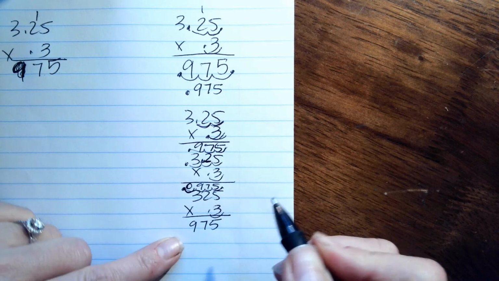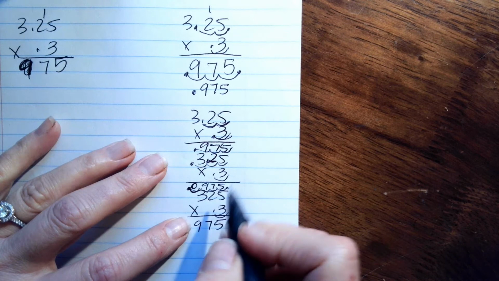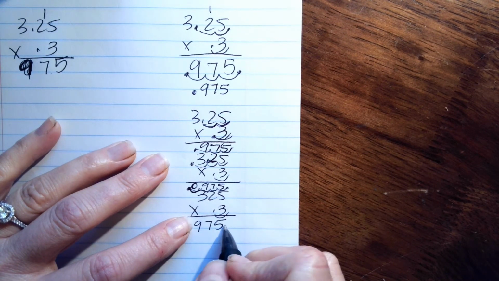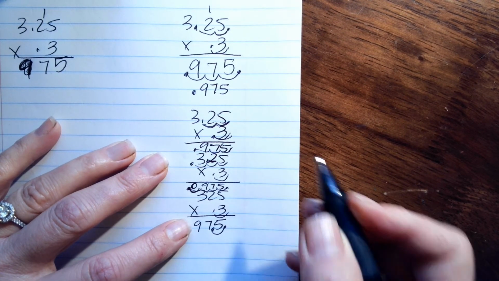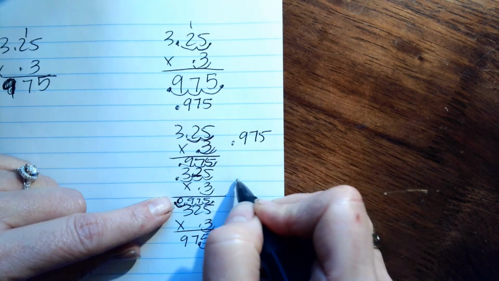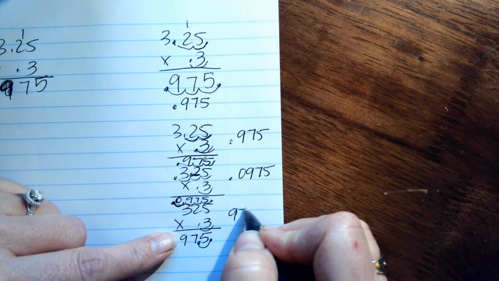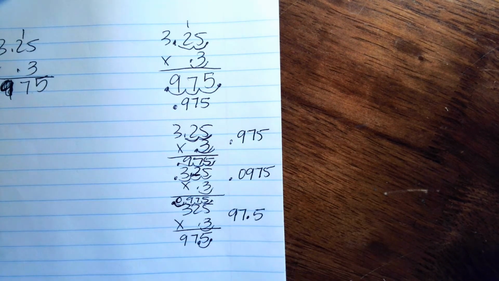Cooper? Yeah. Okay. This one, you would put your imaginary decimal and you would move this over to here. Very nice. So this one would be 0.975. This one would be 0.0975. And this one would be 97.5. Does that make sense?